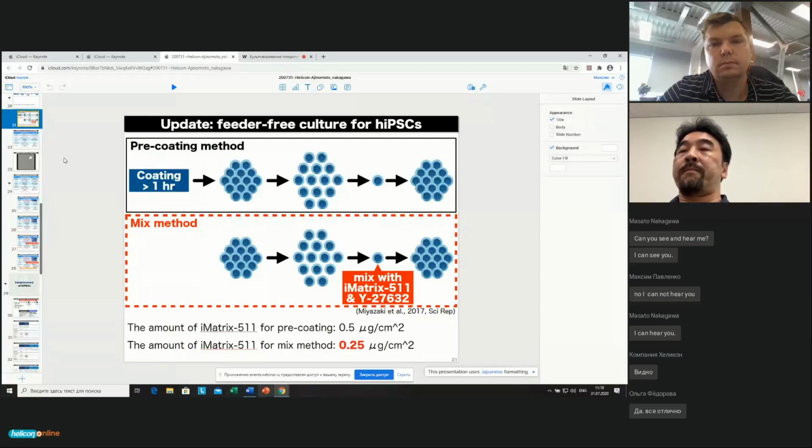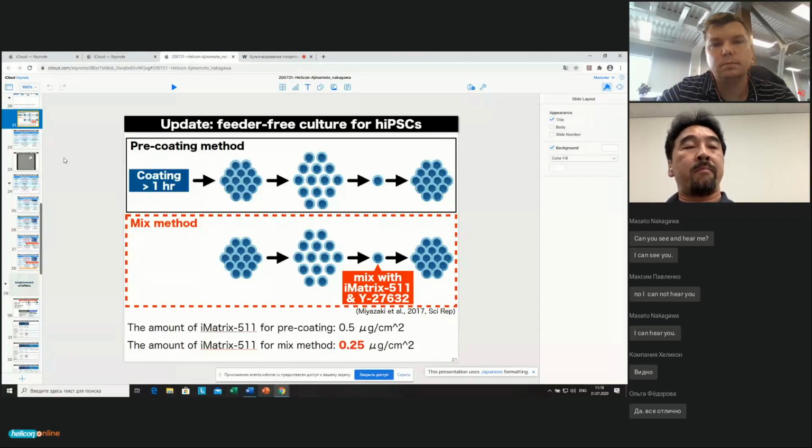Only after the dissociation into single cells, when we plate the single cells with iMatrix, only this mixture can be plated to the cell culture dish. So using this mix method, we don't need to pre-coat the cell culture dish with iMatrix, which is a time-consuming procedure.